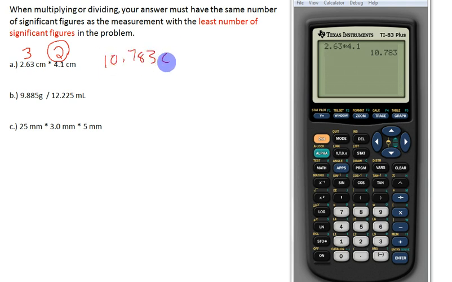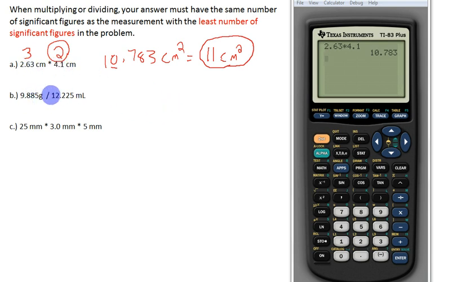10.783 square centimeters. Now we only want to have 2 significant figures, so remembering our rules from rounding, that's the first, that's the second place right there. So the 7 will tell us what to do. 7 is greater than 5, so it rounds up. So the answer we would report would be 11 square centimeters. That is the correct answer to 2 significant figures for this calculation.